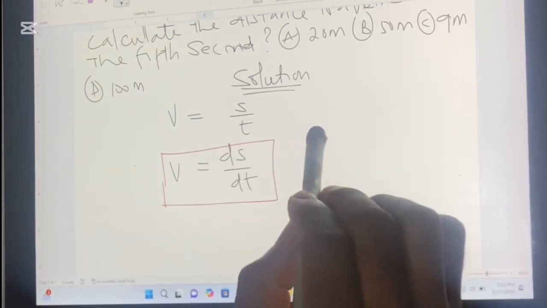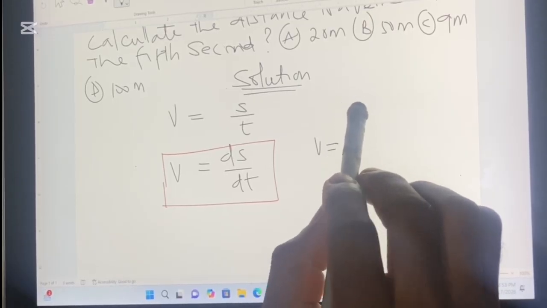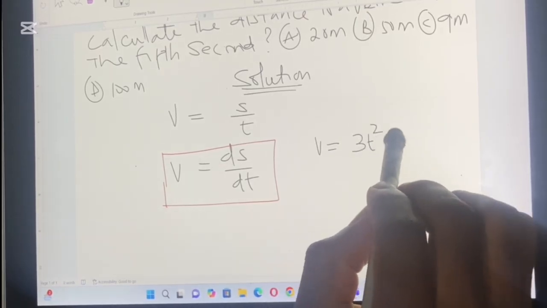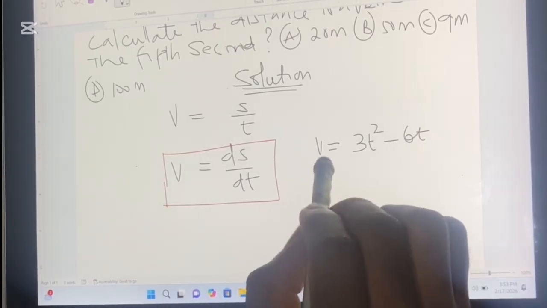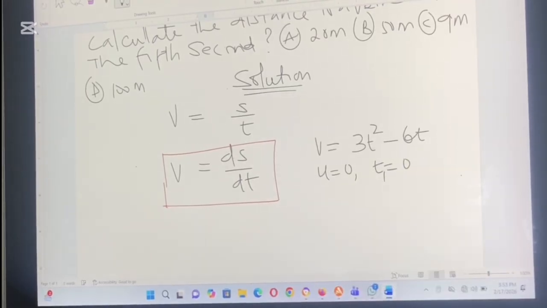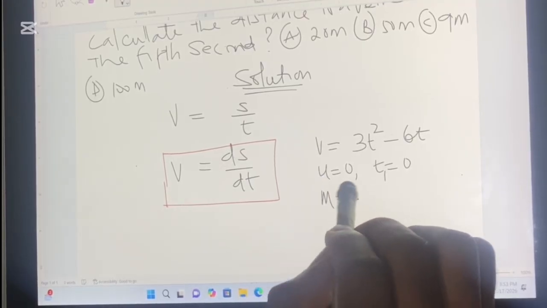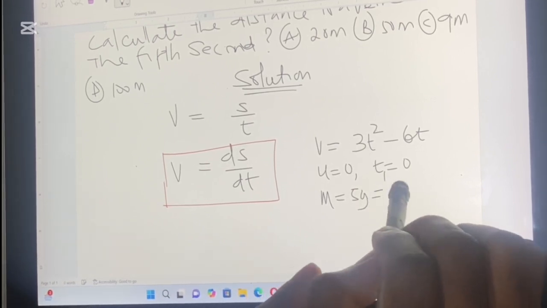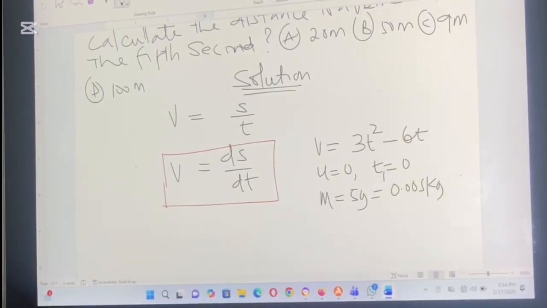But what is given to us here is velocity, and it is given to us as 3t squared minus 6t. Please take note. Now they said at rest, that means u is equal to 0, t is equal to 0 at this point. That is t1 is equal to 0, okay? Now they gave us the mass here. The mass is given to us as 5 gram. Change to kg. I will divide this by 1000, so I will have 0.005 kg. Please take note.